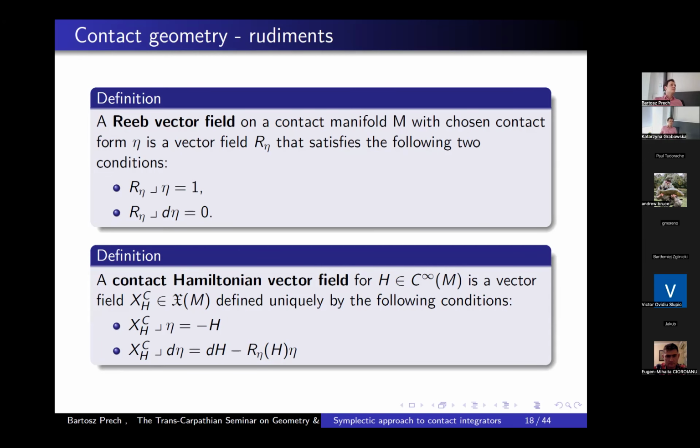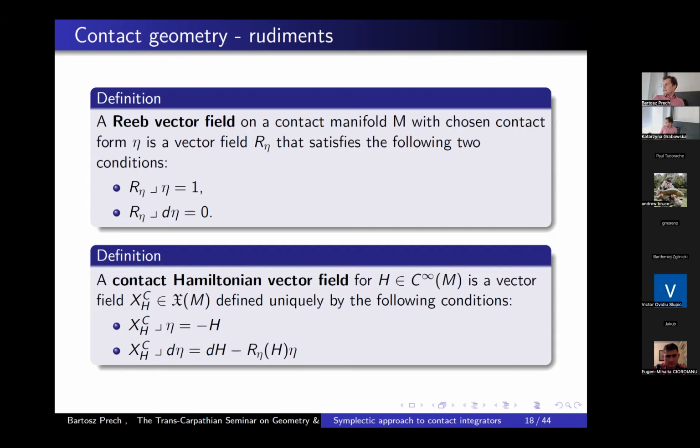So maybe last two words about this contact Hamiltonian vector field. They are less convenient than symplectic vector fields, or in general than the symplectic framework, because they are not symmetries of a contact form, but rather symmetries of the contact distribution. So when we take a Lie derivative with respect to this contact Hamiltonian vector field, the result will still be a section of the distribution, in the contact distribution.